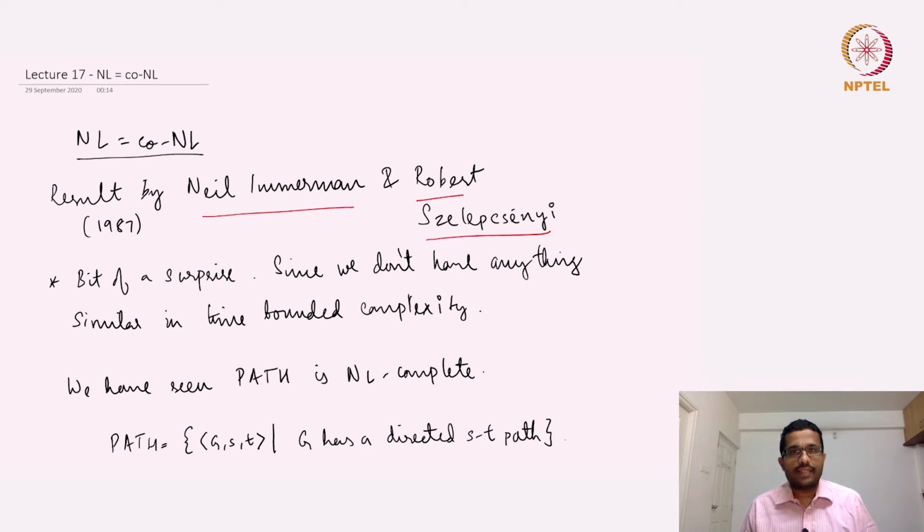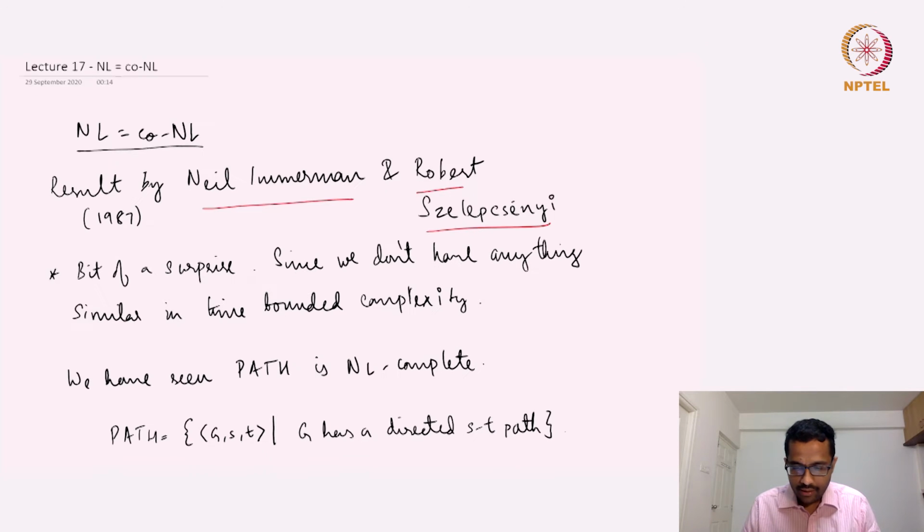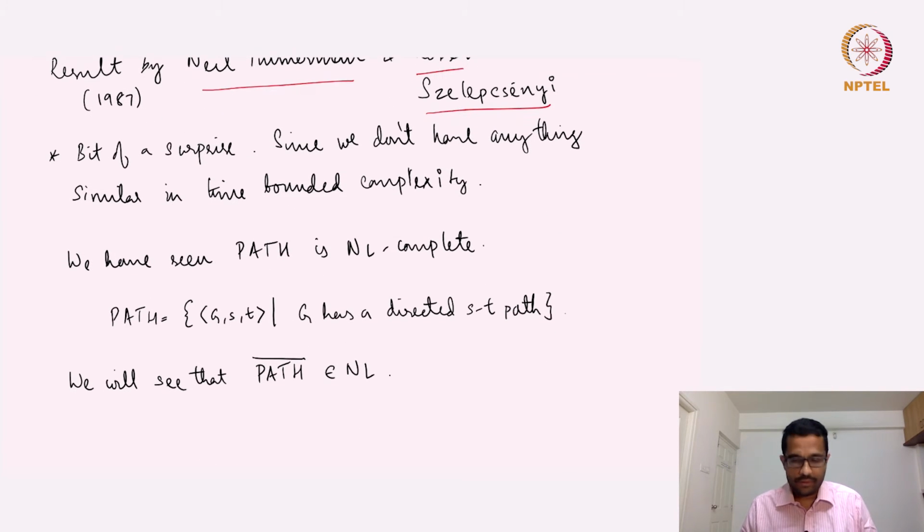This is just like Savitch's theorem, where we do not have an analogous result in the time complexity classes. This is also a result where we do not have an analogous result, because an analogous result would have been NP equal to co-NP, but unfortunately we do not have that result. It was believed that NL and co-NL are distinct classes, but it was a bit of a surprise when somebody showed that these two classes were the same. So let us see how the proof goes.